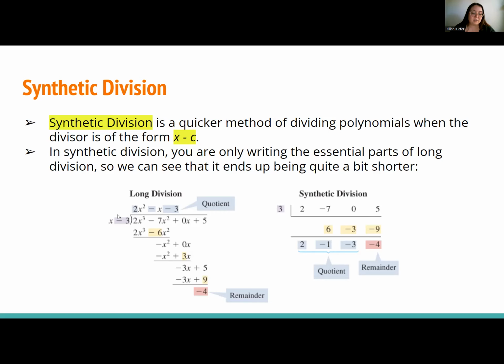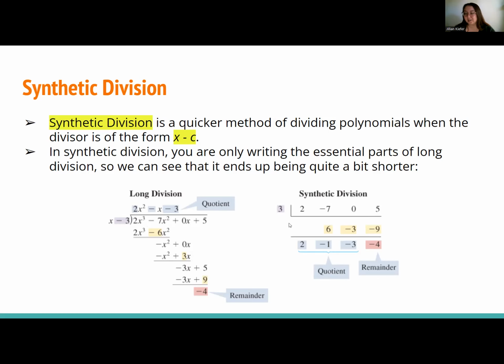We found the quotient, divided the leading terms, multiplied that term into our divisor, subtracted that result, did it again and again until we ended up with a quotient and a remainder. So quite a bit long. We just saw from our last example how long this could really take. And here's synthetic division. Even just visually, it's a lot shorter. There's a lot less writing.